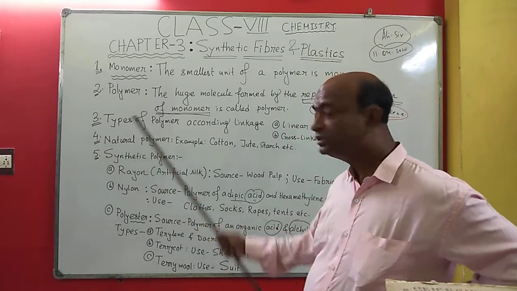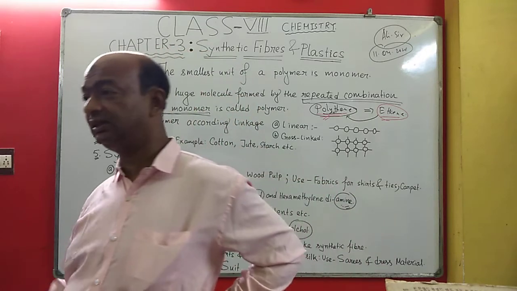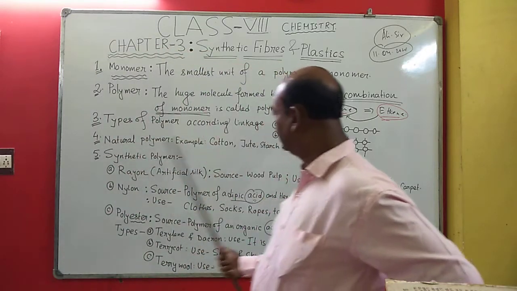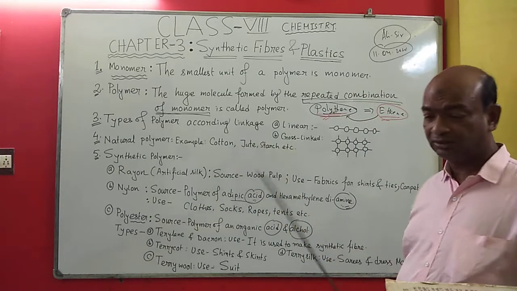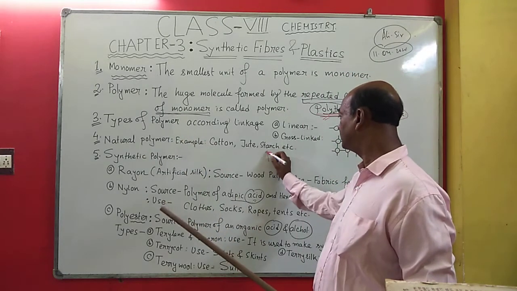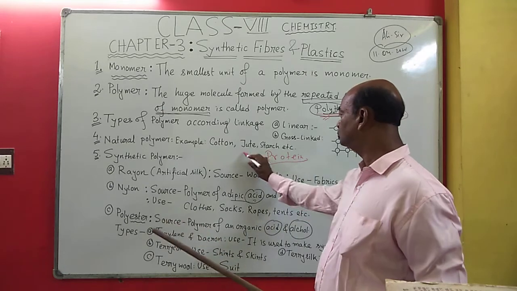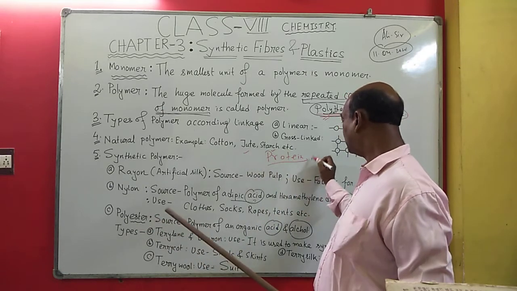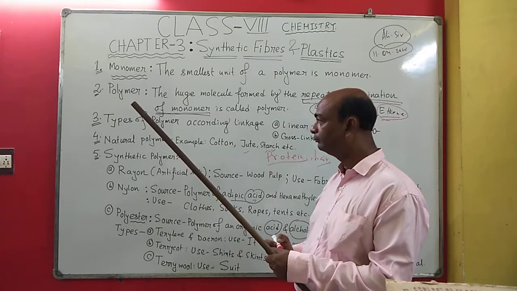Natural polymers we see present in nature. They are already formed by nature. What are they? Suppose cotton, jute, starch. We can tell protein also. They are examples of natural polymer. Protein molecule, jute, starch, or hair are also perfect examples of natural polymer.